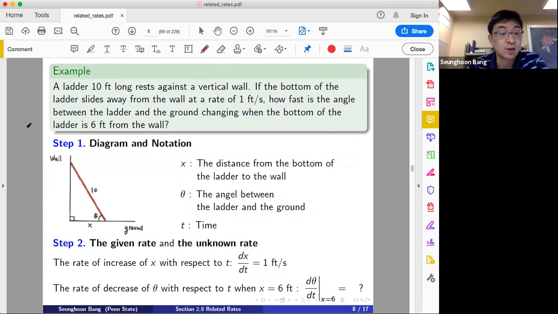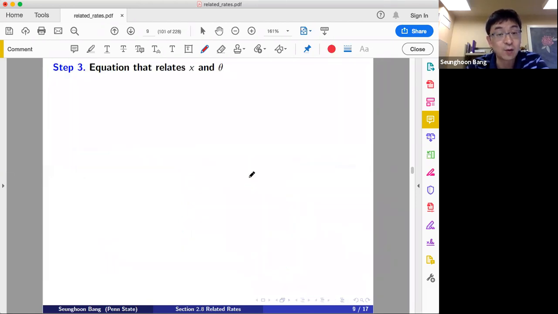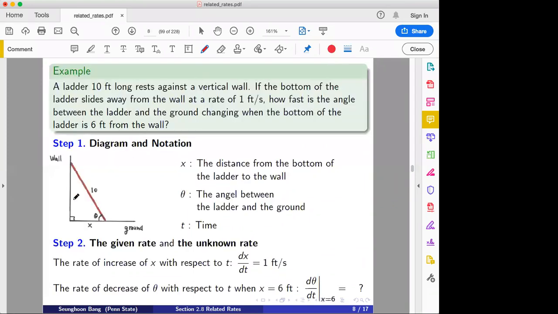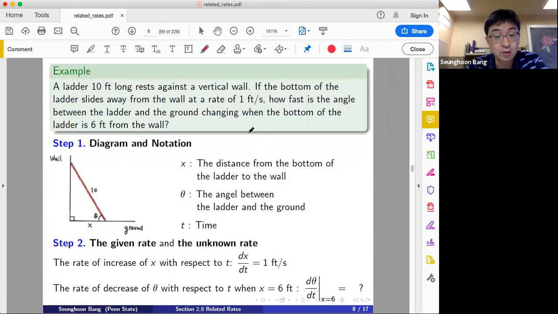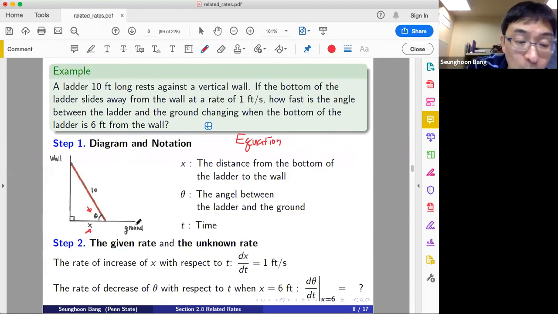This is the idea. The next thing is to find an equation that relates x and theta. What's the equation with angle theta and length x? Which one is better? We have to use the cosine function in this case. Do you know the definitions of cosine, sine, and tangent? You need to know these things better.